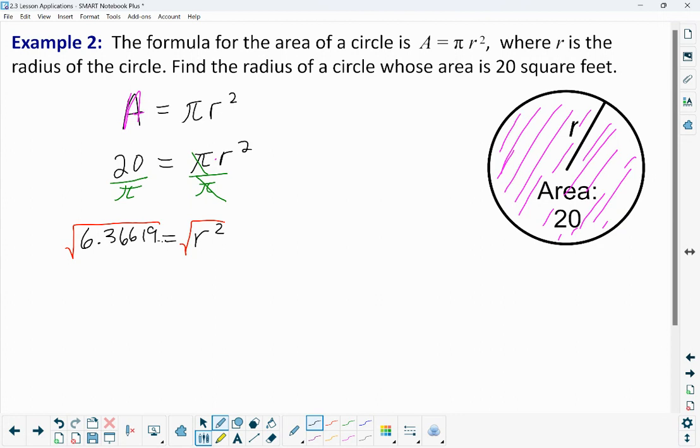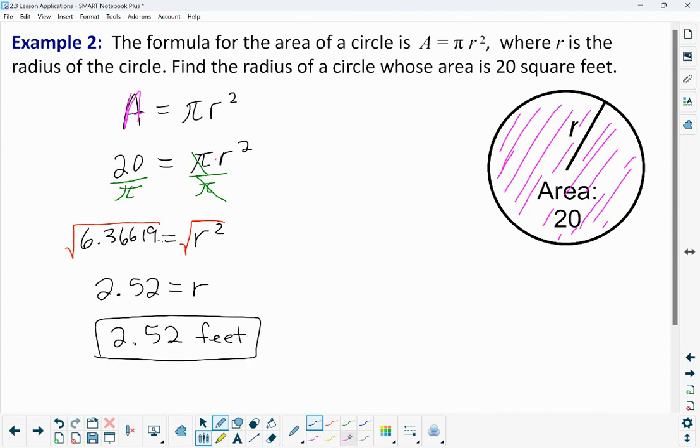Okay, so when we take the square root of 6.36619, we get 2.52. And so this means that our radius is 2.52 feet. And rounded to the nearest hundredth, that does mean 2 decimal places, if you don't remember that from prior years. Our first example, we rounded to the nearest tenth. This one, we're rounding to the nearest hundredth.